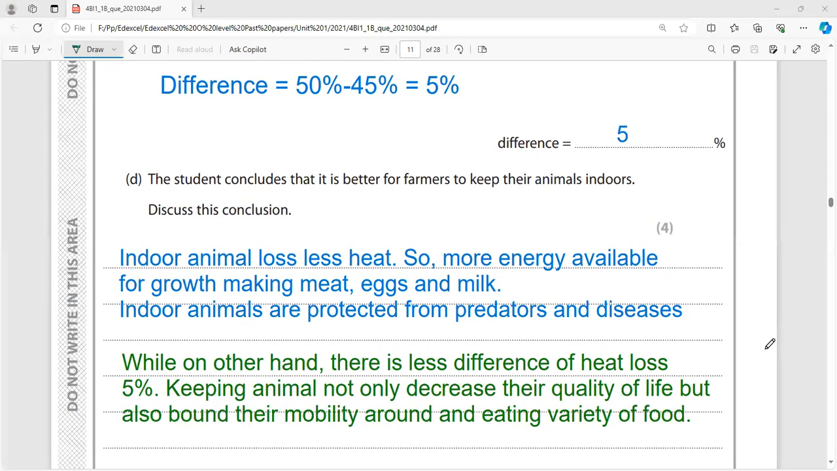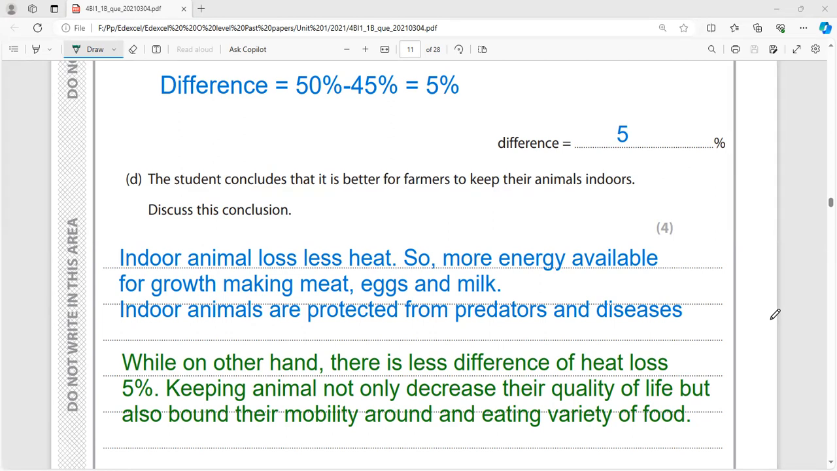Keeping animals indoors not only decreases their quality of life, but also bounds their mobility and the variety of food they can eat. So that's you writing the drawbacks. Why? Because this is an open-ended question. You need to write the positive points and the negative points, then you can secure full marks. Sometimes students write only the positive points, and then you cannot get maximum marks here.